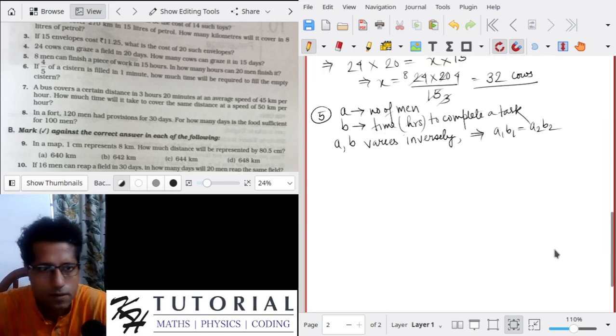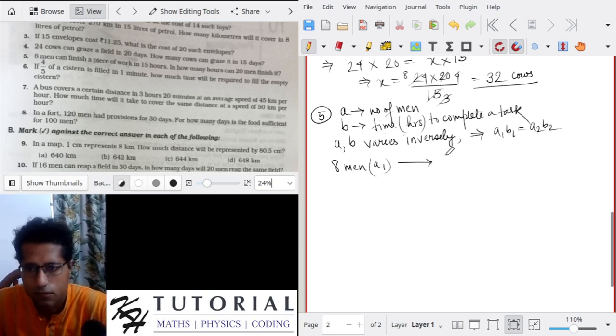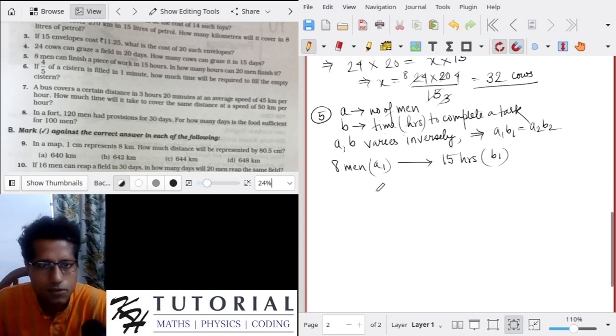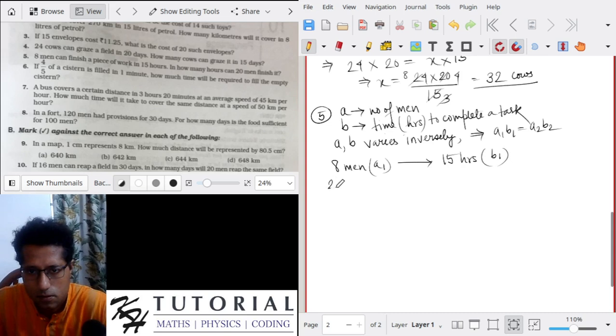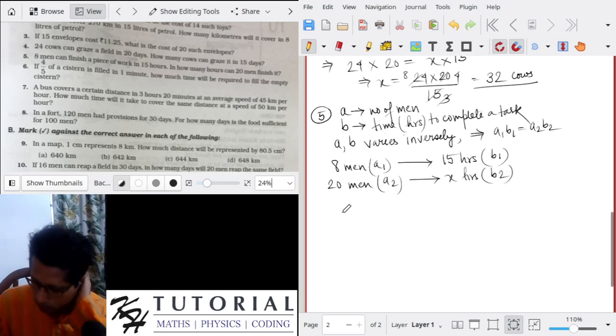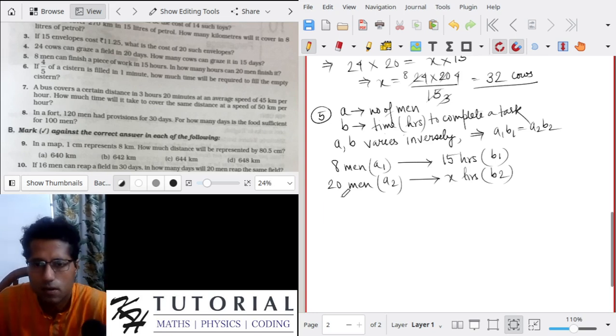Now it is given that 8 men, this is A1, complete the task or work in 15 hours. This is B1. Now it is asking in how many hours can 20 men finish it. So 20 men, this is A2. Let's assume that 20 men can finish the work in X hours. This will be B2. So now applying the concept that A1 B1 is equal to A2 B2, we get that 8 into 15 equals 20 into X.